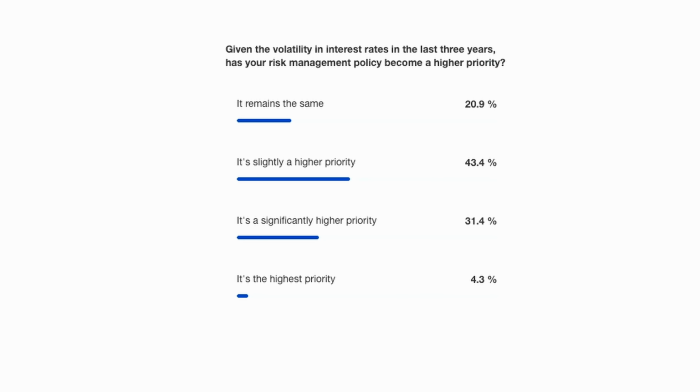Well, let's see. Okay. So I would probably add the two middle answers together. Between it's a slightly higher priority and it's a significantly higher priority, it's kind of three quarters of the answer. So maybe our bias was actually correct. Maybe our bias was correct.